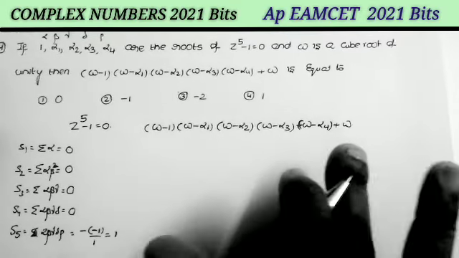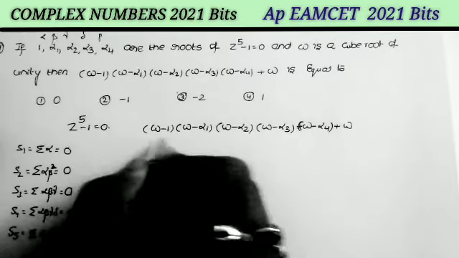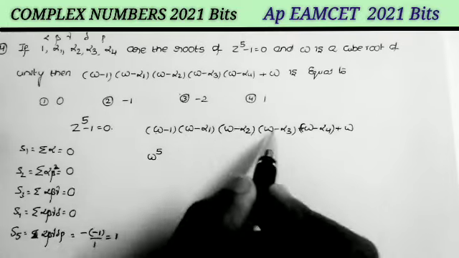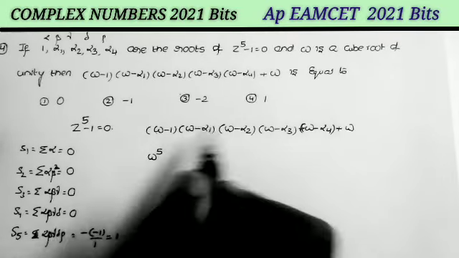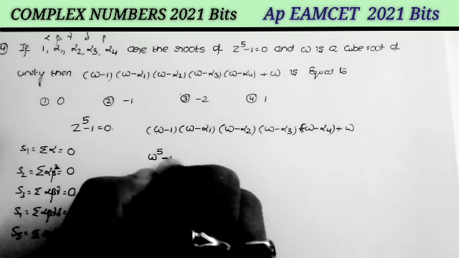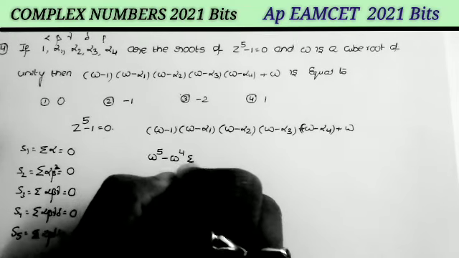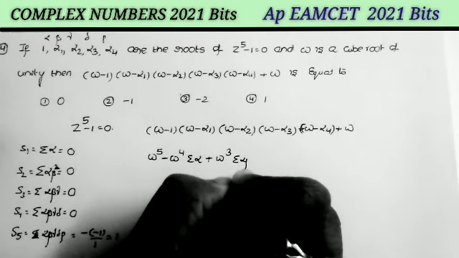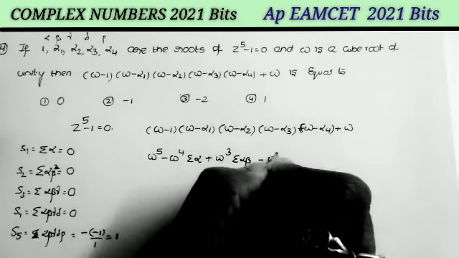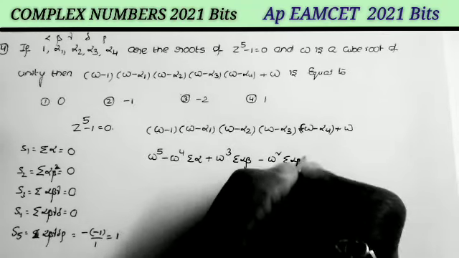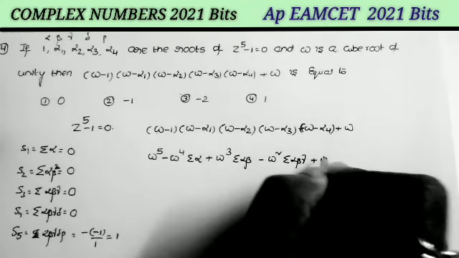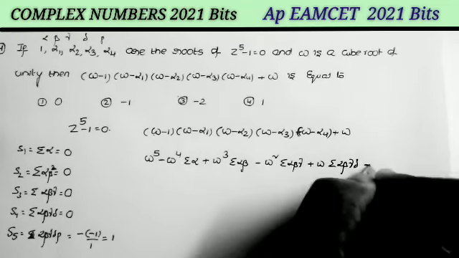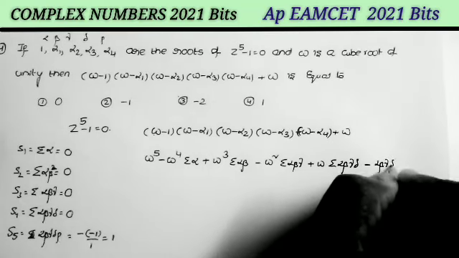Now I am taking the direct product value here. How to take the direct product value? First we have to take omega^5: 1, 2, 3, 4, 5. Here we have 5 omegas. So first we take omega^5 minus omega^4 into sigma alpha plus omega^3 into sigma alpha beta minus omega^2 into sigma alpha beta gamma plus omega into sigma alpha beta gamma delta, and the last value minus alpha beta gamma delta p.